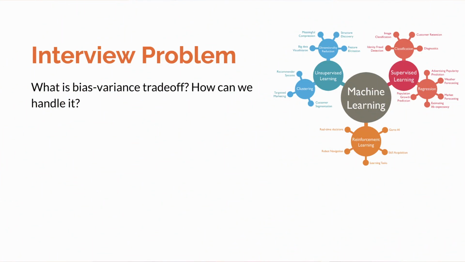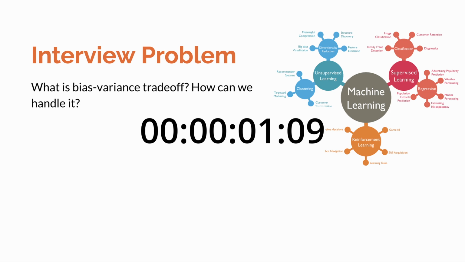I have covered basic concepts and maths behind regression in this video, link in description, and I would strongly recommend seeing that video before starting to solve the interview problems. Okay, so the next question that comes is, what is the bias-variance trade-off? This is a very important question that is often asked in interviews.